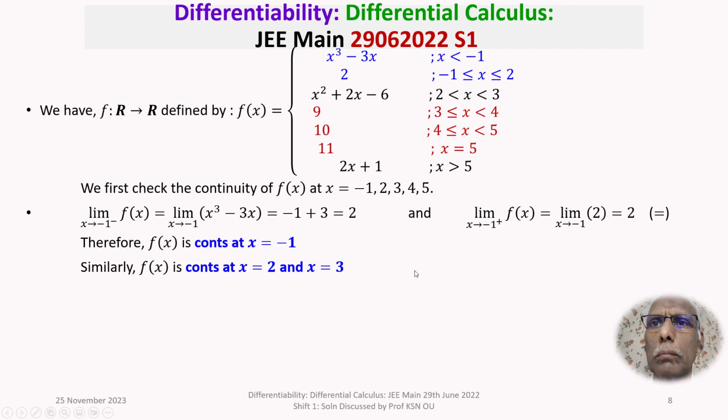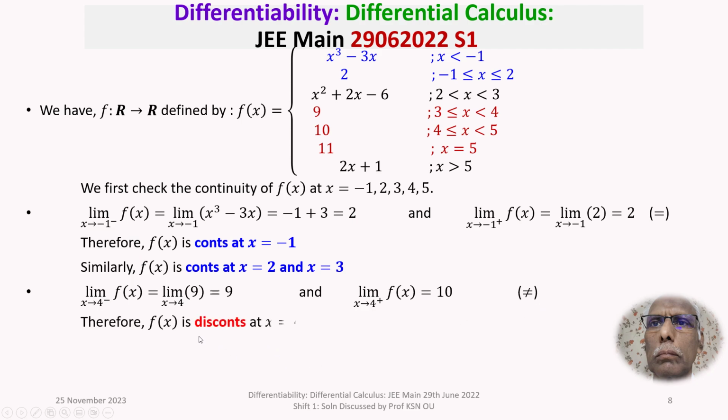We move to 4. Limit as x goes to 4 minus, that means the left hand limit of the function f of x at 4. The left limit will be 9 and the right will be 10. They are not equal, therefore continuity is lost. f of x is discontinuous at x equal to 4. By a similar argument, it is also discontinuous at x equal to 5. So f of x is discontinuous at x equal to 4 and x equal to 5.